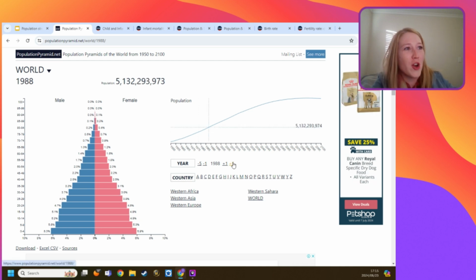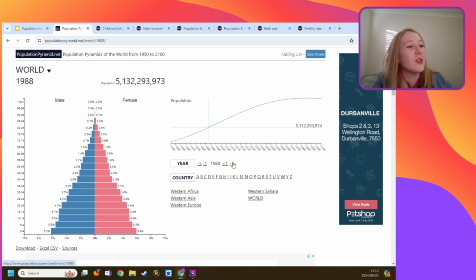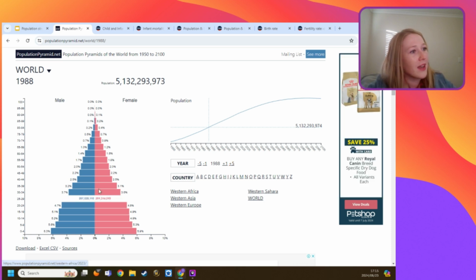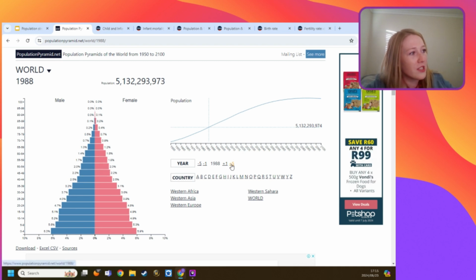So as I move from the 1970s back to our current year, you'll see that the base is starting to shrink and the middle is starting to bulge.